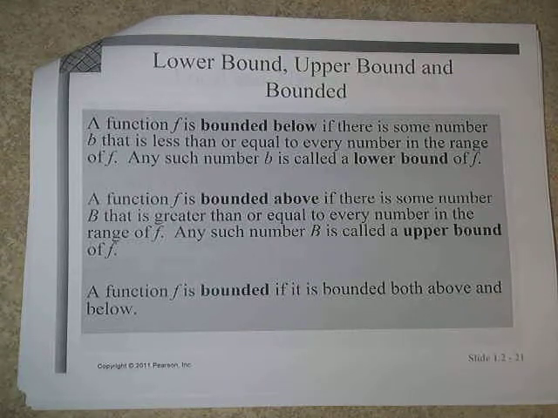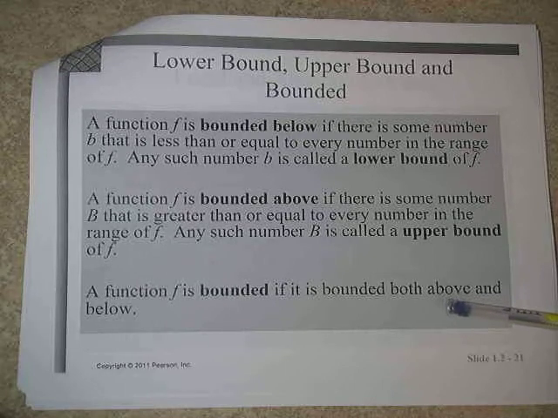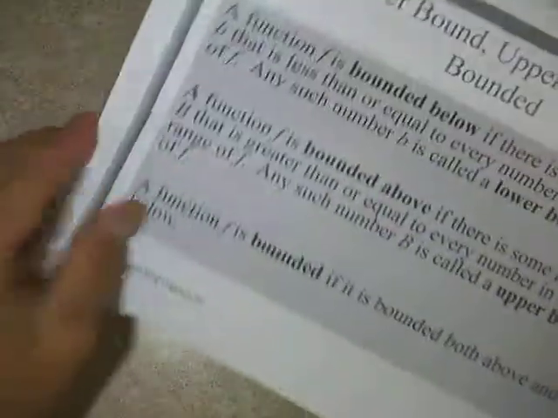But ultimately we say a function is bounded below if there is some number b that is less than or equal to every number in the range of f, and any such number is called a lower bound. Okay, same thing with an upper bound. And then we also say that a function is bounded if it's bounded both above and below. Okay, so let's see some examples of what that might look like, this idea of boundedness.